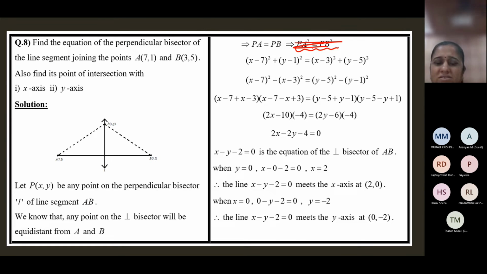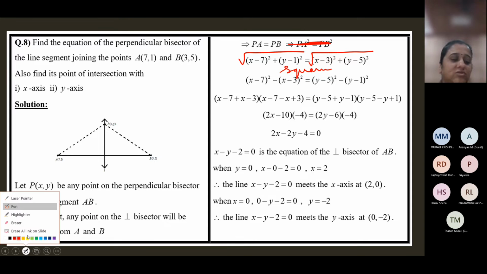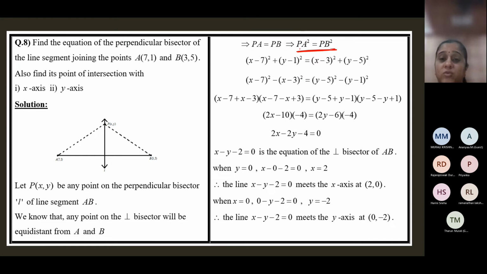You can also write this, children. You don't have to write PA squared is equal to PB squared. You can just write PA with the square root symbol is equal to PB with the square root symbol. Next step, what will you do? Squaring on both the sides, and you will get the LHS and RHS without the square root. We are doing that at the beginning itself, that's all. If you're not comfortable with this, you can write PA is equal to PB and proceed with that.